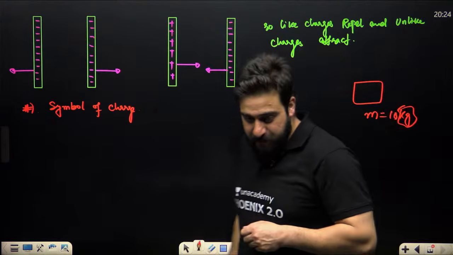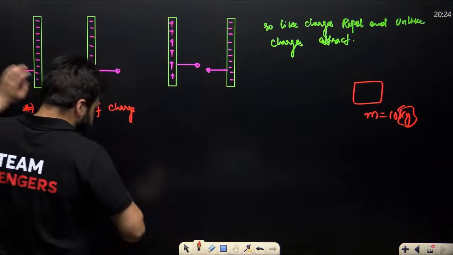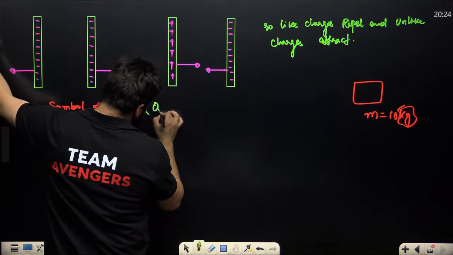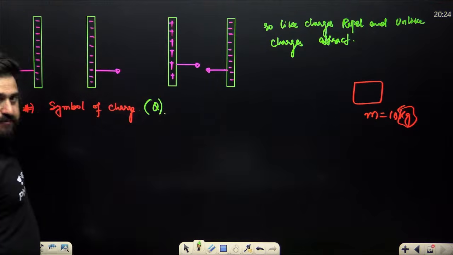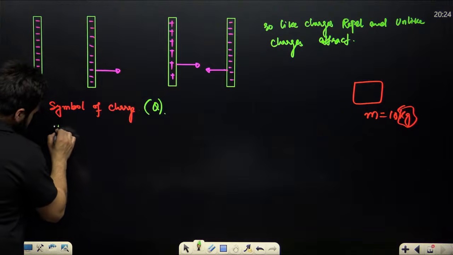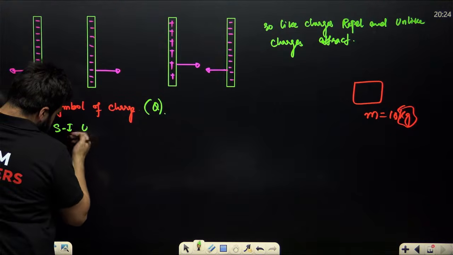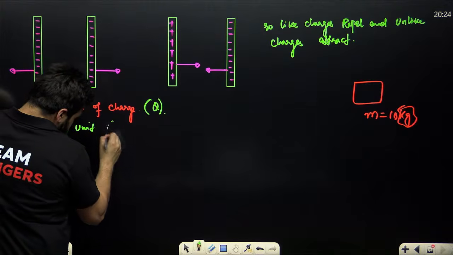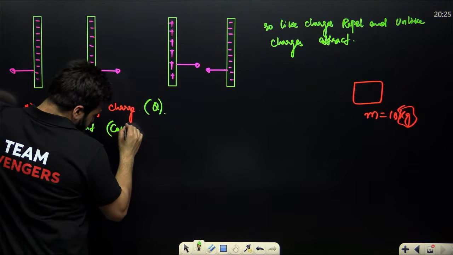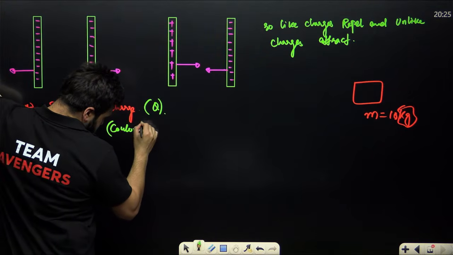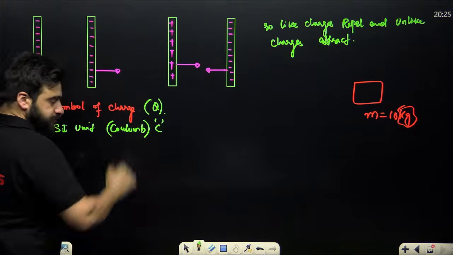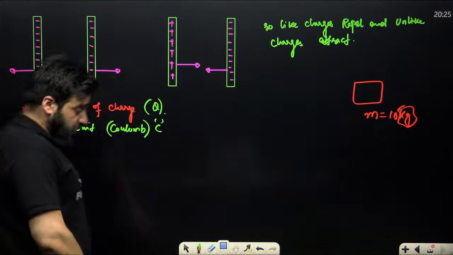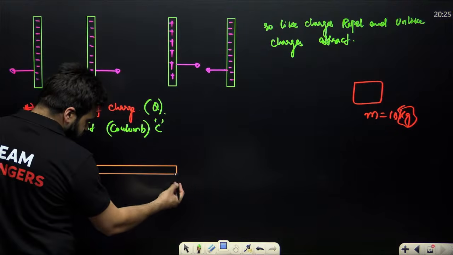kgs. Similarly, what is the symbol of charge, boys and girls? When we talk about the symbol of charge, we say Q. Q is the symbol of charge. And when I say SI unit, SI unit is coulomb. That is C.